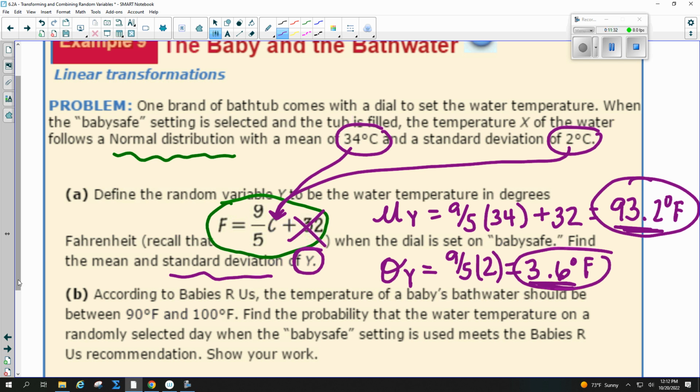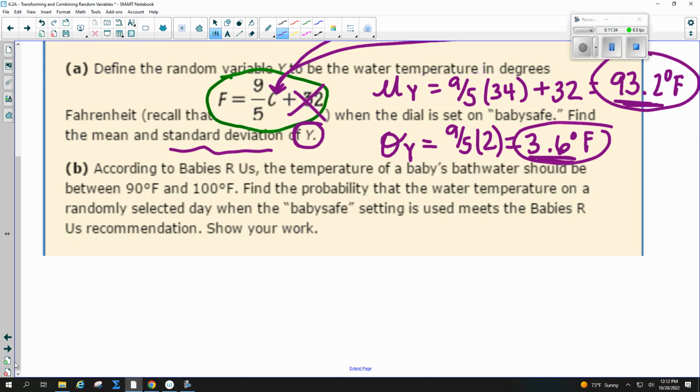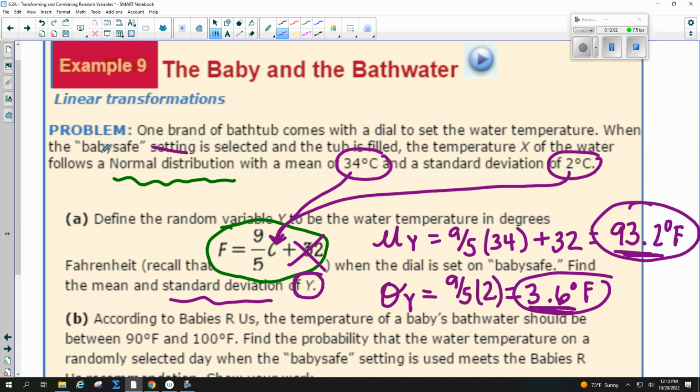All right, so part B is new. According to Babies R Us, the temperature of a baby's bathwater should be between 90 and 100 degrees Fahrenheit. Find the probability that the water temperature on a randomly selected day when the baby-safe setting is used meets the Babies R Us recommendation. So we're going to find the probability that it's between 90 and 100 degrees Fahrenheit. They were super nice and told us it follows the normal distribution.